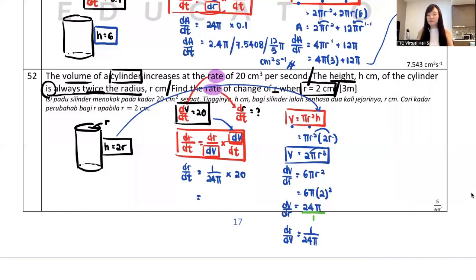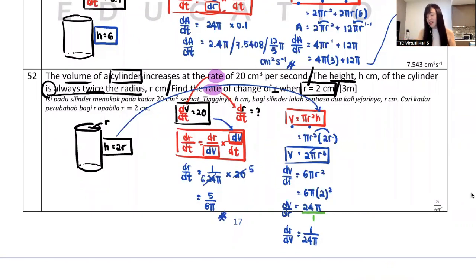So 1 over 24 times 20. Are you guys getting 5 over 6 pi? By the way, you don't suddenly write the pi on top. Your pi is at the bottom, okay? You're just cutting the 20 and the 24. So this one 5, this one 6. Remember, the pi is still at the bottom. I see some students suddenly move the pi to the middle or the top. Whether it's at the bottom, it's at the bottom. Don't move it up, okay?